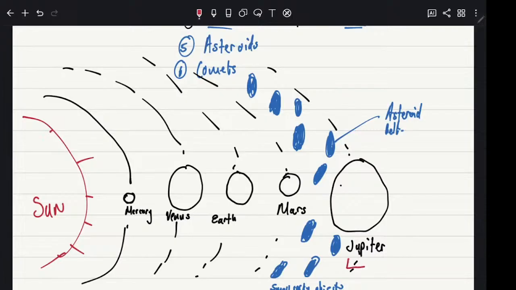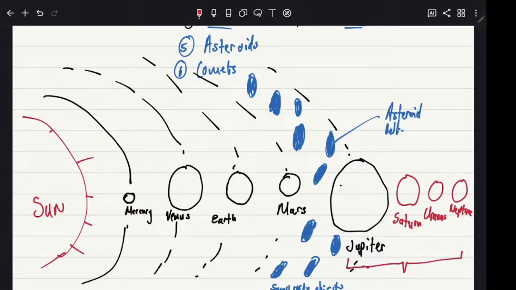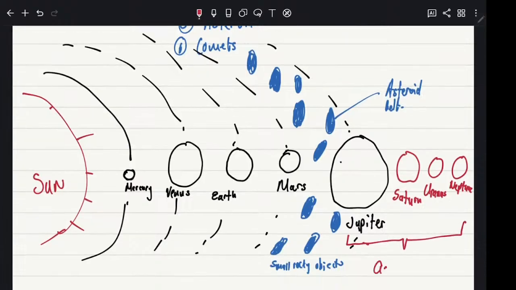From Jupiter going to the last 3, you go smaller, then it's almost the same size. This is Saturn, Uranus, Neptune. These are all gas planets. We'll explain, but for now, these are gas planets.